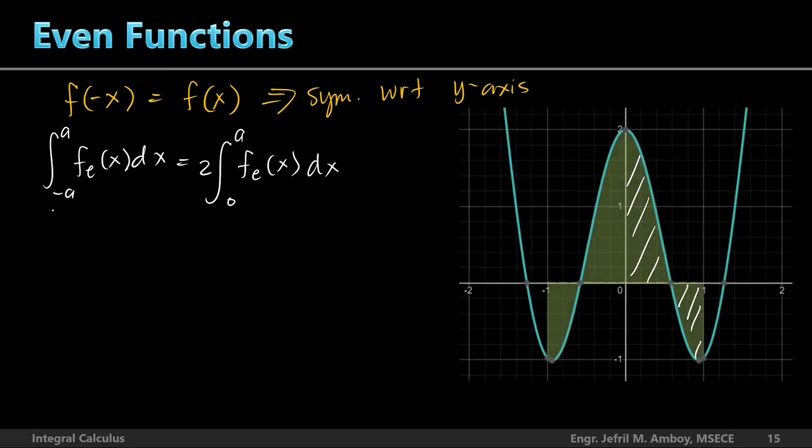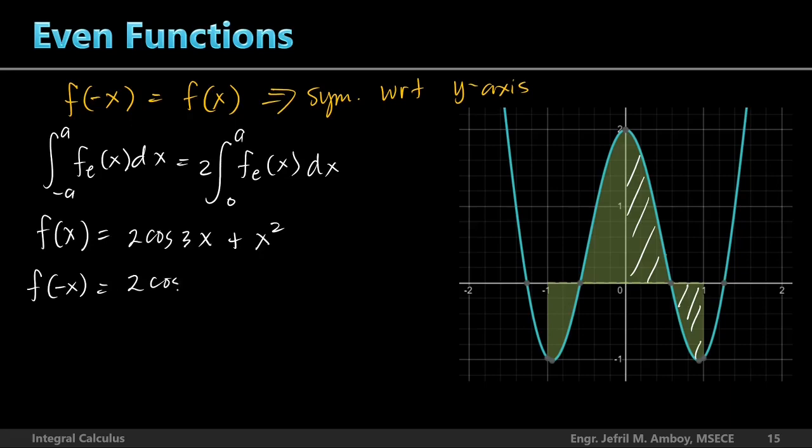Okay, the given function is 2 cosine 3x plus x squared. Kunin natin yung f of negative x. Ano ang f of negative x? So, magiging 2 cosine of, yung 3x magiging negative 3x, plus, ito naman ay magiging negative x squared.